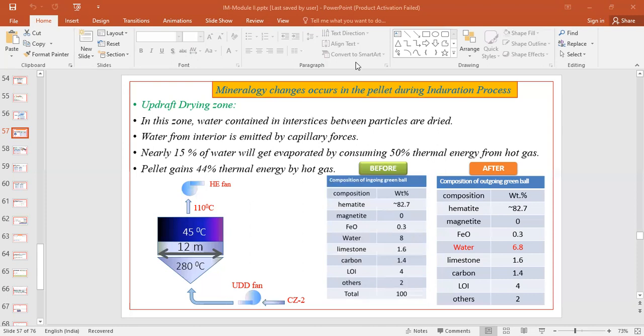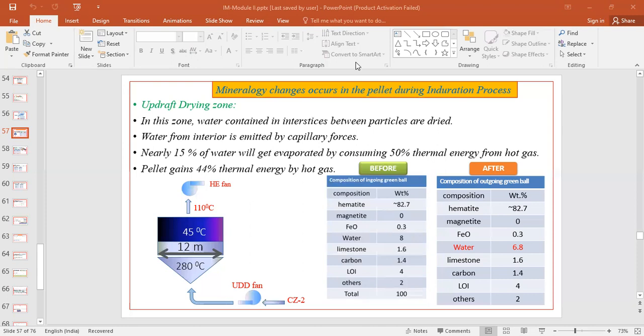As we discussed in the previous classes regarding the induration process, you have the drying zone consisting of two parts: the updraft drying zone and the downdraft drying zone. And you have preheating zone 1, preheating zone 2, and then firing, and after firing we have cooling zones also. So we will see what is actually happening at every stage of this process.